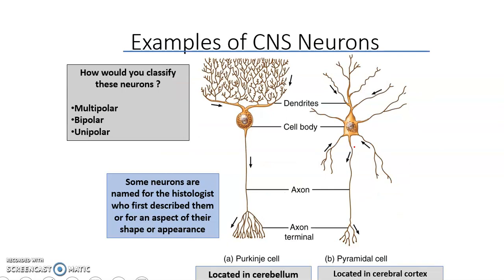Or they can be classified according to the histologist who first described them, like the Purkinje cell located in the cerebellum, or according to their shape, like the pyramidal cell located in the cerebral cortex, because it's triangular in shape, looks like a pyramid.